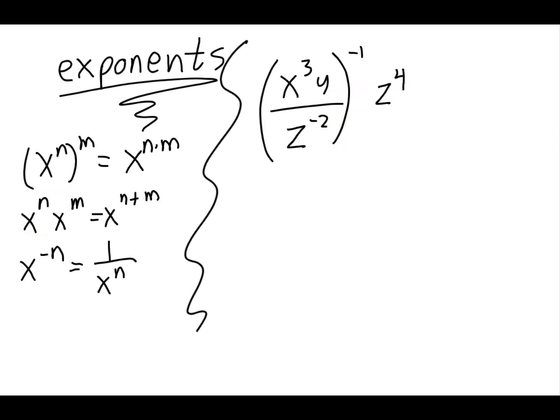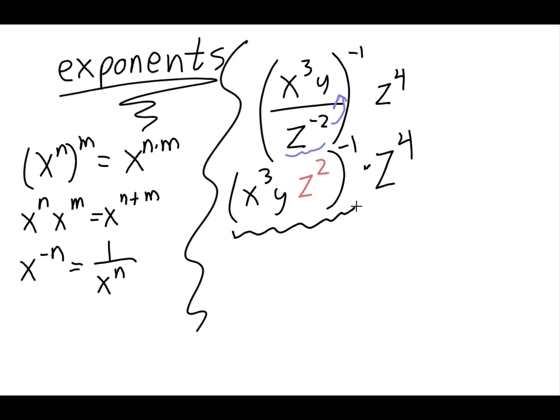Here we have x cubed y over z to the negative 2, and it's all raised to the negative 1, and that's multiplied by z to the 4th. So again, let's try and eliminate the negative powers first. Before we really get started, let's just get rid of all the negative powers. So let's start off with this z to the negative 2. As we talked about before, we can just move that to the top. So that becomes x cubed y and z squared. We just drop the negative. But that is raised to the negative 1 power. The whole thing is raised to the negative power. And we're multiplying by z to the 4th.